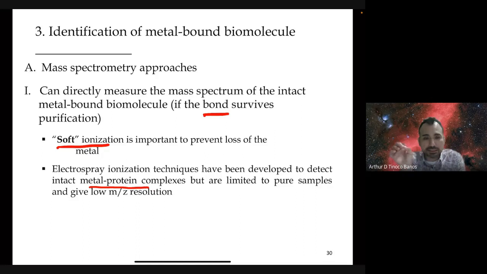That's not limited to that, but I'm mentioning proteins as proteins fall into the category of big molecules. But electrospray ionization is limited to pure samples, okay? And then here, over the years, there's been a lot of improvements. It can give low mass by charge resolution, but depending on the instrument that you use, you can overcome some of this limitation. All right, I see Adriana has a question.